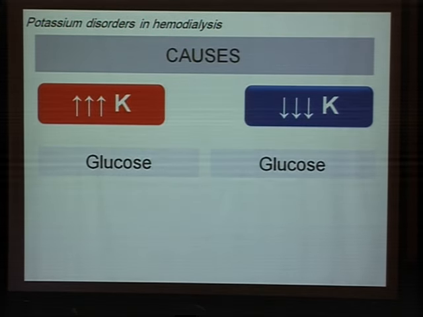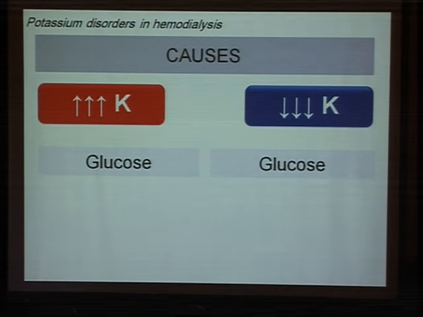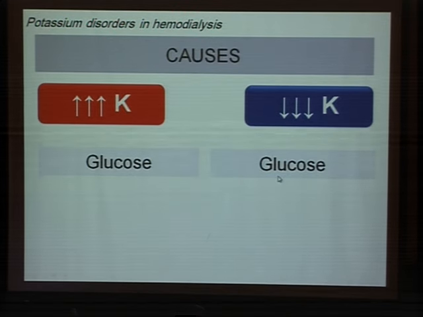Apart from food, there are many other causes of dyskalemia. Glucose might cause both hyper- and hypokalemia. If glucose is high with deficient insulin, like in diabetic patients, then hyperglycemia will cause hyperkalemia. But if glucose is high in the context of normal insulin, or you give some insulin from outside, then hyperglycemia will cause a shift of glucose and potassium into cells, and hypokalemia.